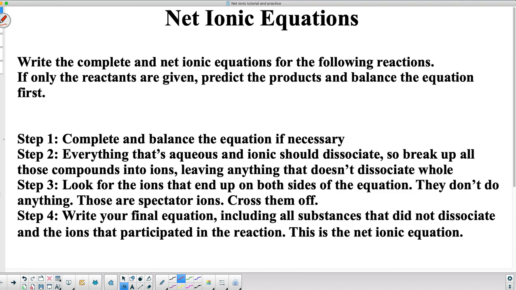I'm going to talk just quickly through the steps, and then we'll do two problems. I want to make sure that you guys are okay with that. So complete and balance the equation if necessary. So step one is be good at chemical equations.